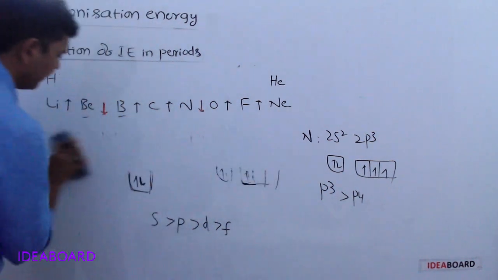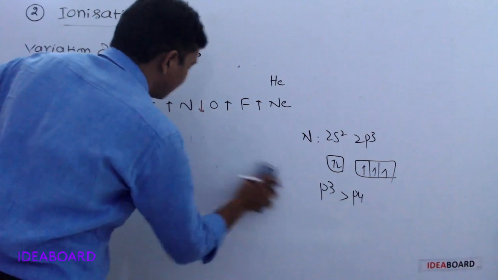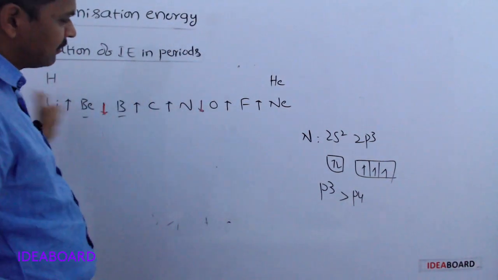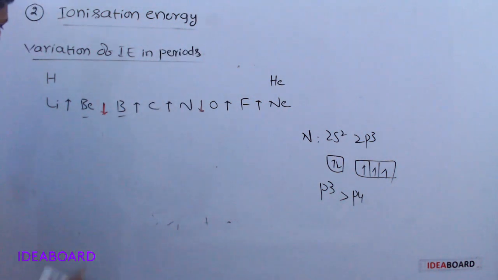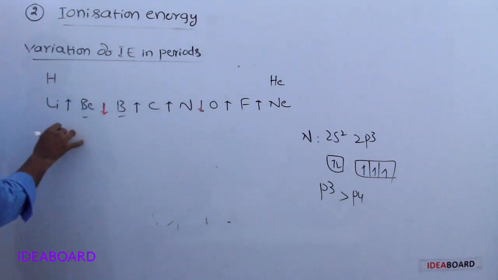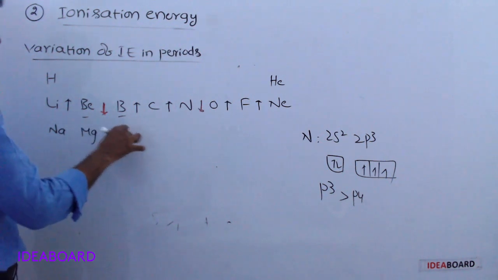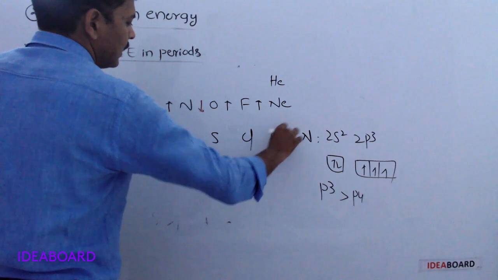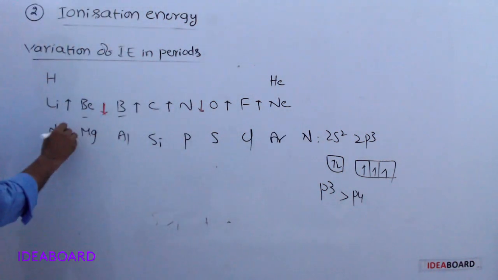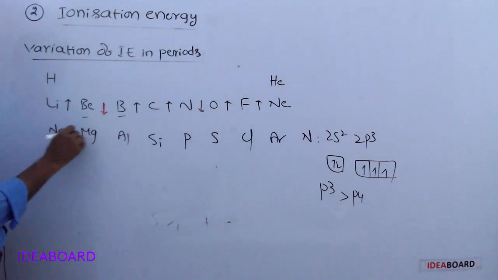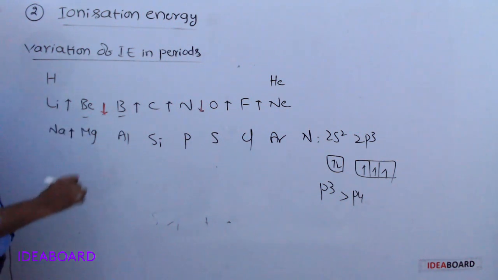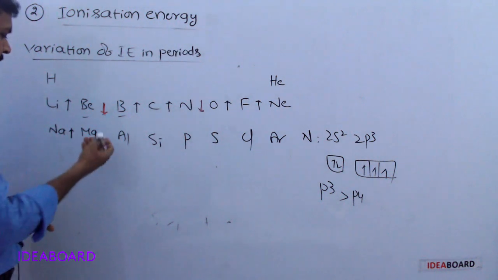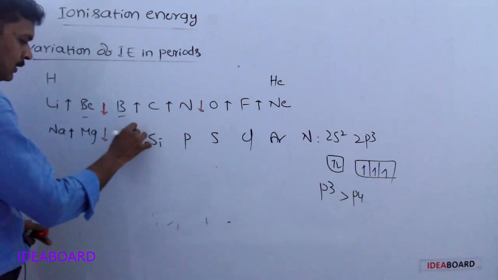So in second period elements, from beryllium to boron and from nitrogen to oxygen, IP decreases. In the remaining cases, it increases. If we take third period elements, sodium, magnesium, aluminium, silicon, phosphorus, sulfur, chlorine, argon, here also the same order: sodium to magnesium increases, but magnesium to aluminium decreases.